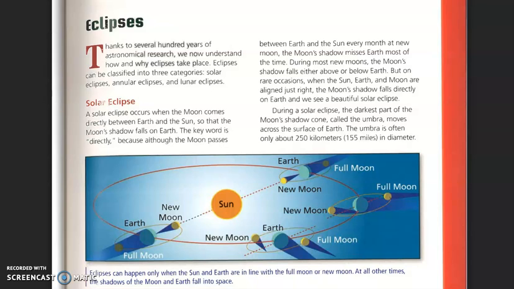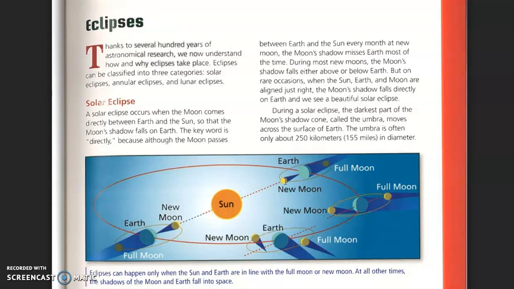During a solar eclipse, the darkest part of the moon's shadow cone, called the umbra, moves across the surface of Earth. The umbra is often only about 250 kilometers or 155 miles in diameter. If we look at this diagram, you'll see that the only time that the moon can cause a solar eclipse is when it is the new moon, because if it's on the other side of Earth, it's going to be the full moon. So only new moons are going to be the ones that cause solar eclipses. And again, not every new moon causes a solar eclipse.